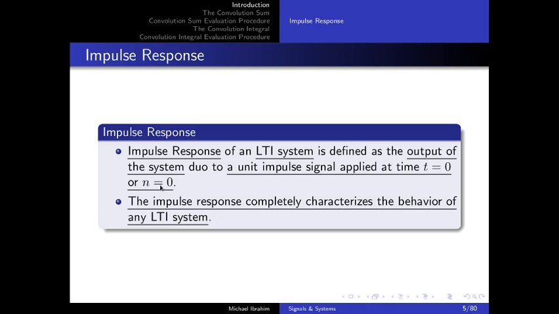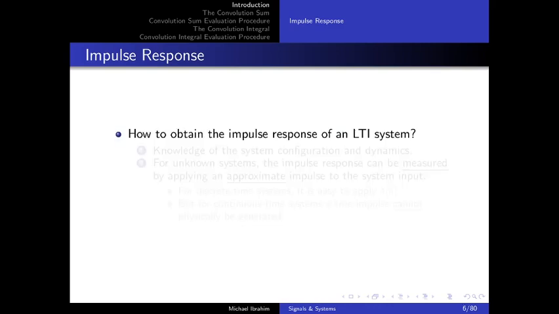So applying an impulse delta of t or delta of n for discrete time systems at time 0 will result in an output. This output is called the impulse response, and as the name implies, it's a response of the system due to an impulse.